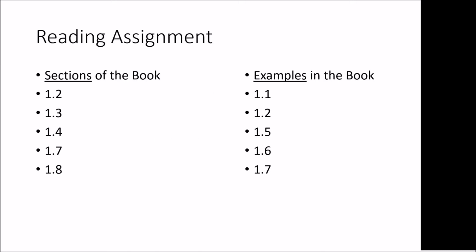Okay, your reading assignment to keep up with what we're doing in class. These are the sections of the book that you should be reading: 1.2, 1.3, 1.4, 1.7, and 1.8. And the examples in the book that I want you to be doing: 1.1, 1.2, 1.5, 1.6, and 1.7. You can read these sections and do those examples. It's the things that are literally labeled example 1.1, example 1.2, etc. You can do those, then you are keeping up with the class. So that is your assignment for right now.